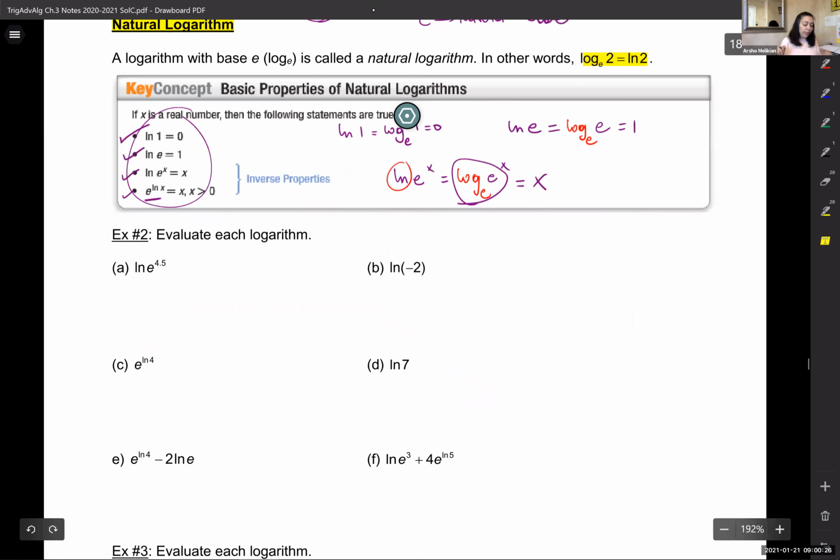All right, so let's do a couple of these here. I have ln of e to the 4.5. Ln and e neutralize each other, so I just have 4.5.